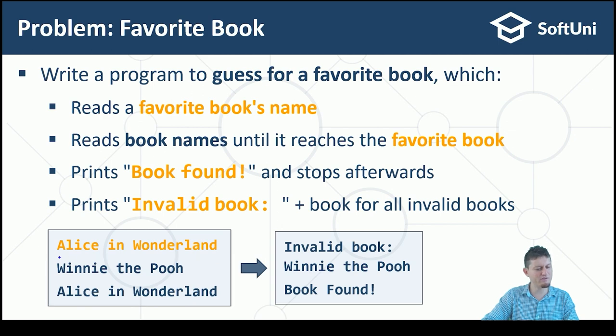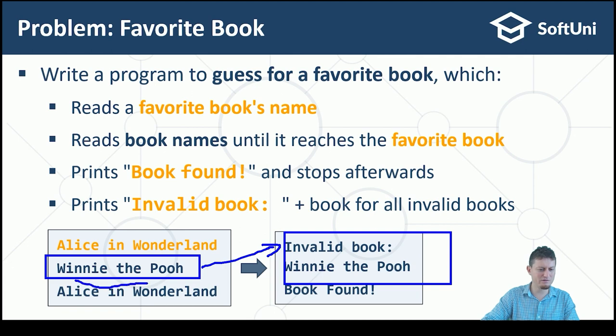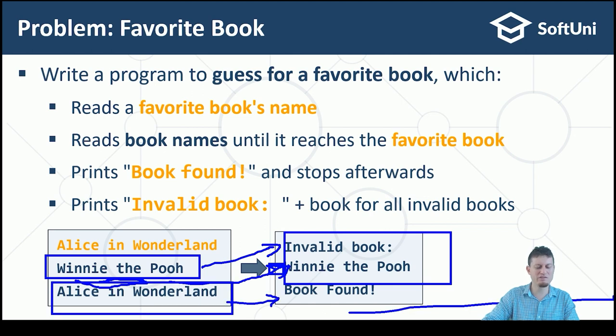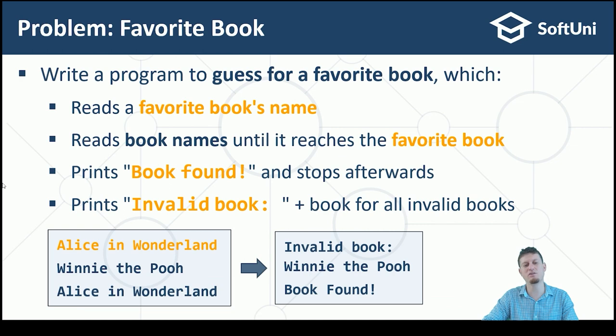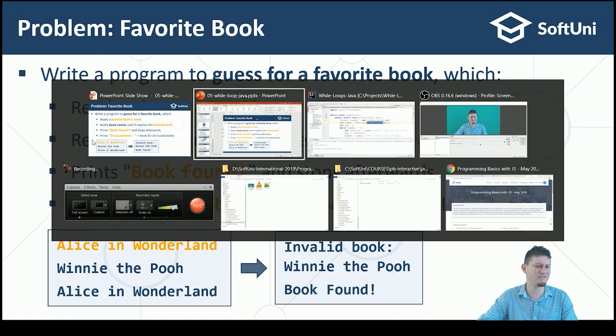See the example. The favorite book is Alice in Wonderland. We enter a list of books. The first is Winnie the Pooh. The next is Alice in Wonderland. For this book, it prints invalid. For the next book, it will also print invalid. Okay. And once we have a match, it says book found and stops the program execution.